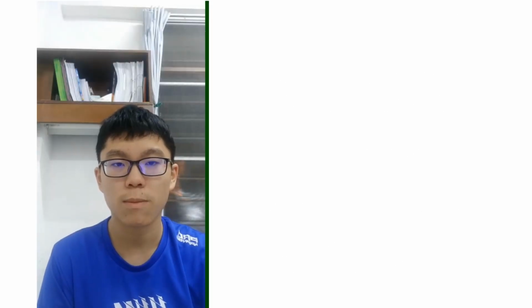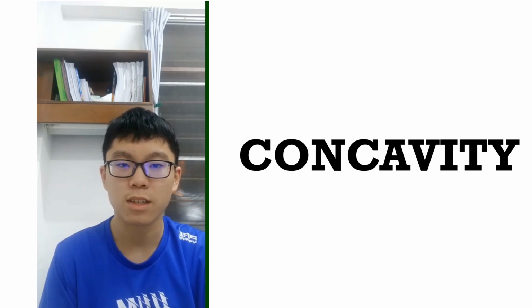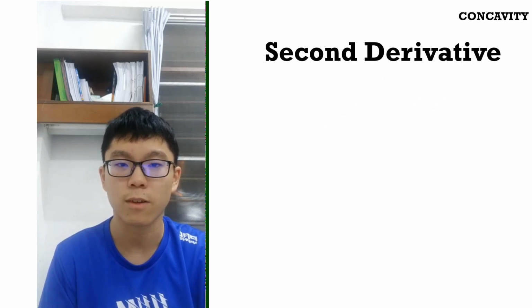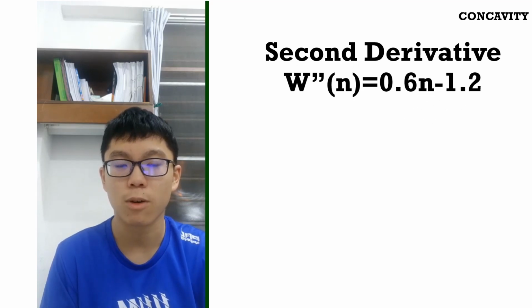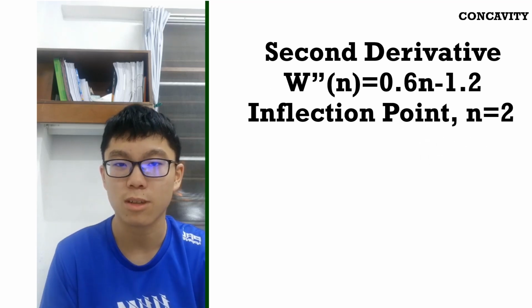Now I'm going to talk about the concavity of the function. In order to find the concavity of the function, we need to find the second derivative of the function. The second derivative of the function is 0.6n minus 1.2. Before that, we know that the value of n for the inflection point is 2.